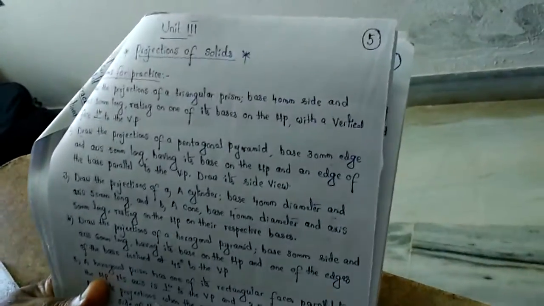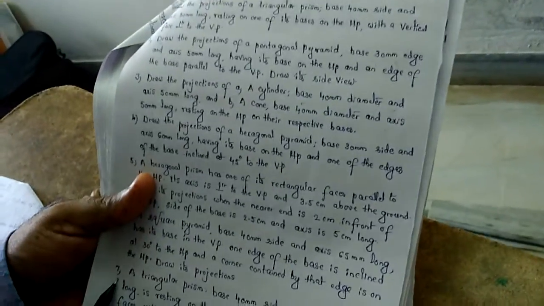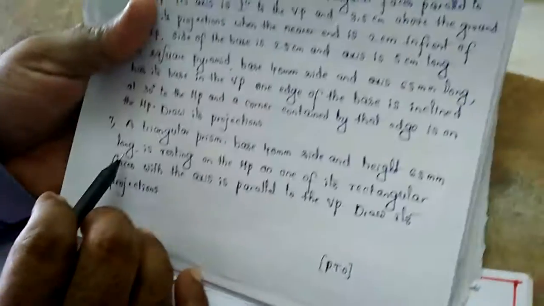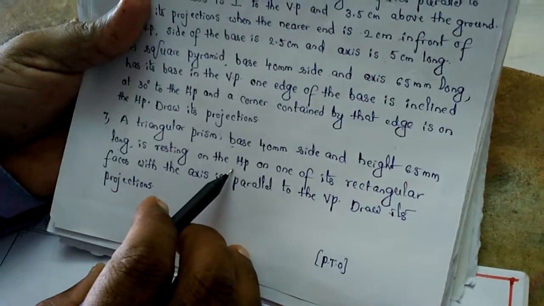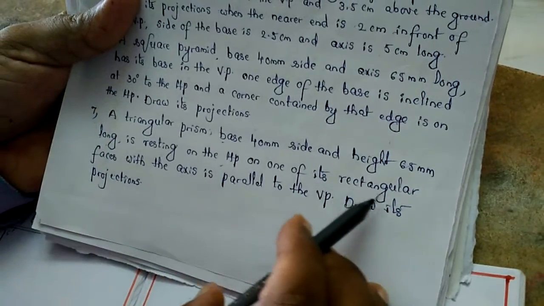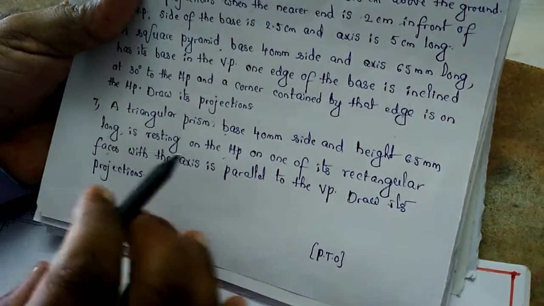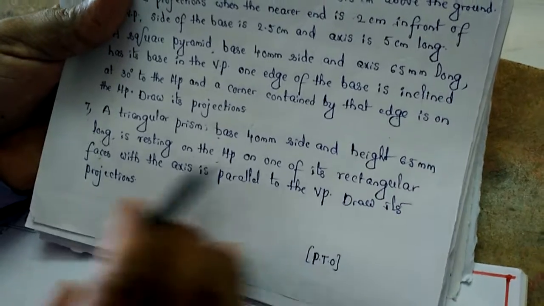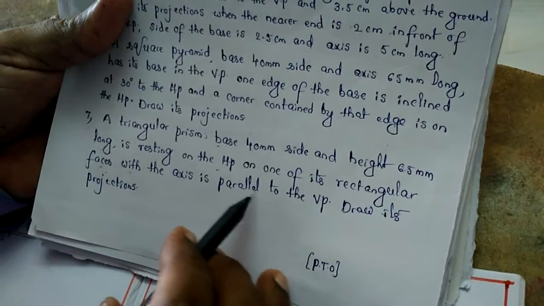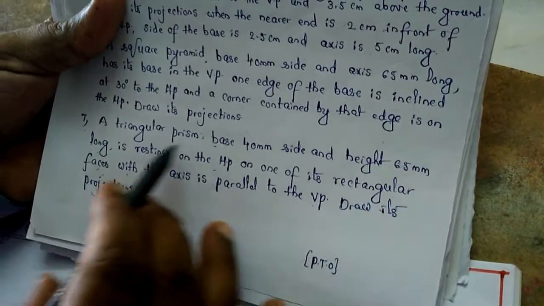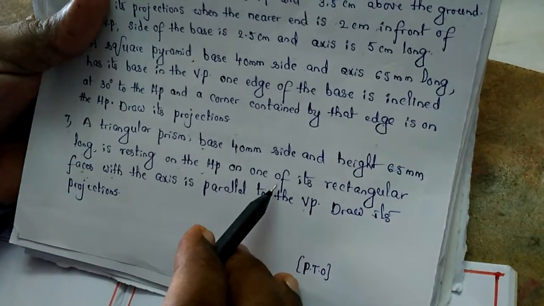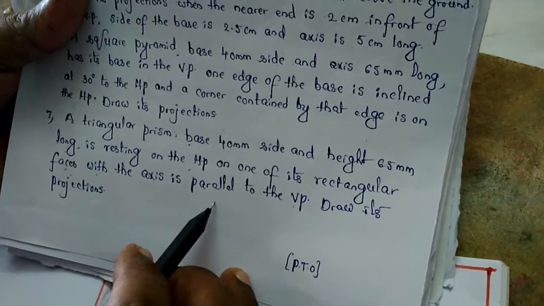Lesson number, unit number 3, question number 7, page number 5. A triangular prism, base 40 mm side, height 60 mm long, is resting on HP on one of its rectangular faces, not on the base. It rests on one of its rectangular faces with the axis parallel to VP. So in this problem we clearly understood that the axis is parallel to HP as well as parallel to VP.